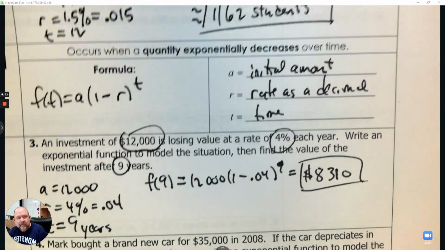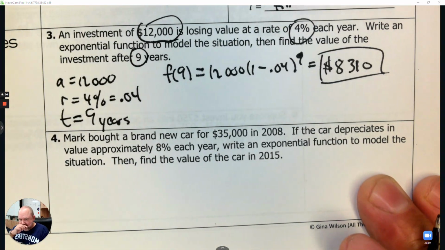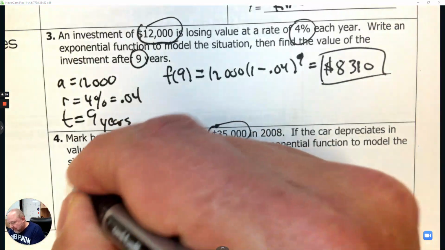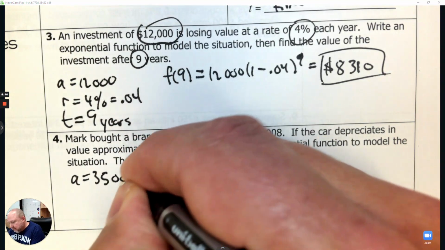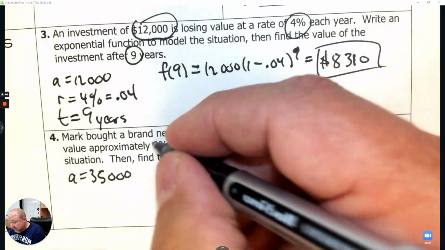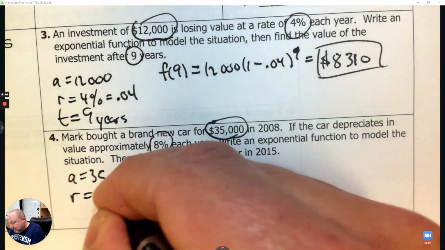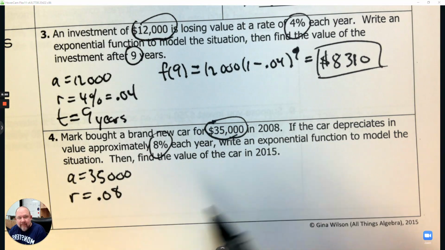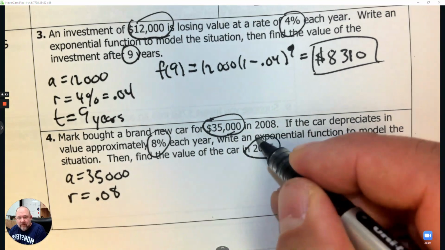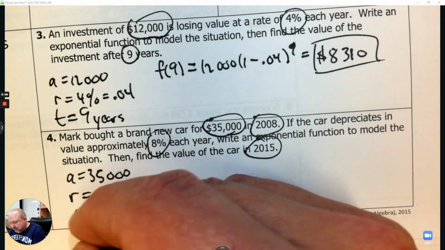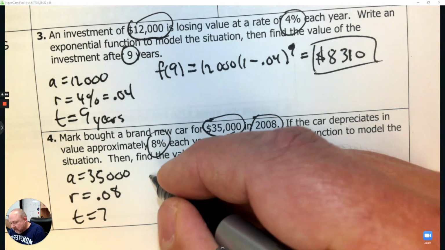Right there. All right, Mark bought a brand new car for $35,000. That's what A equals, the original amount, in 2008. If the car depreciates, loses value 8% each year. So I'm just going to write it as a decimal. So 8% is 0.08. Find the value in 2015. So I need to do a little bit of math. 2008 to 2015, that's 7 years. And then use the formula.